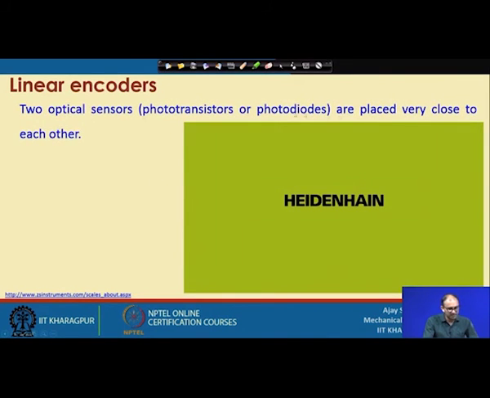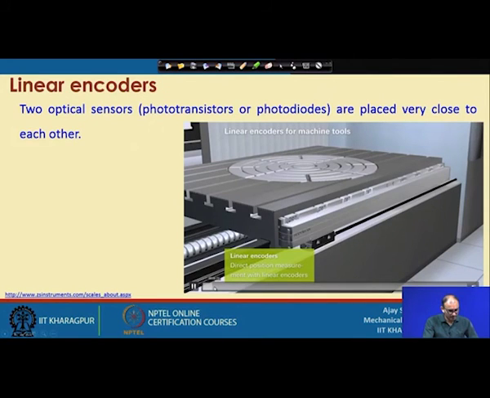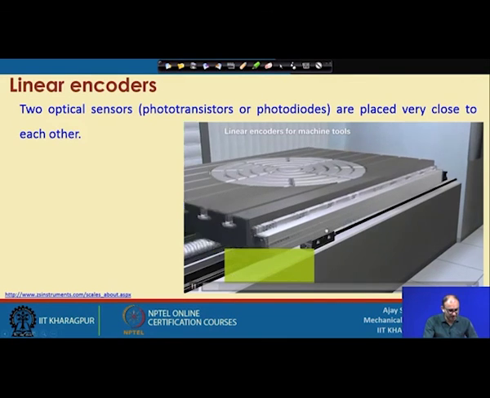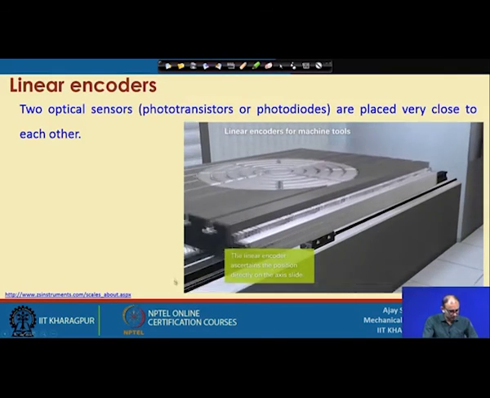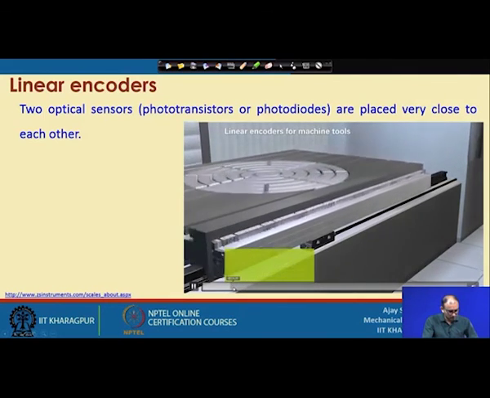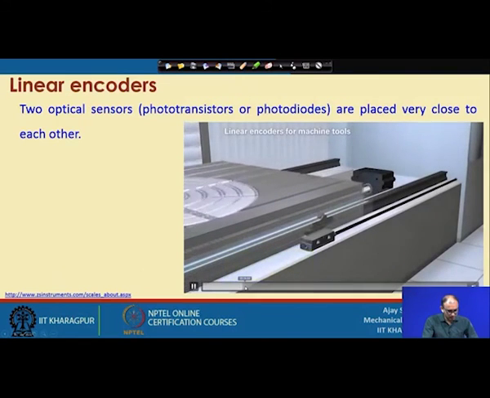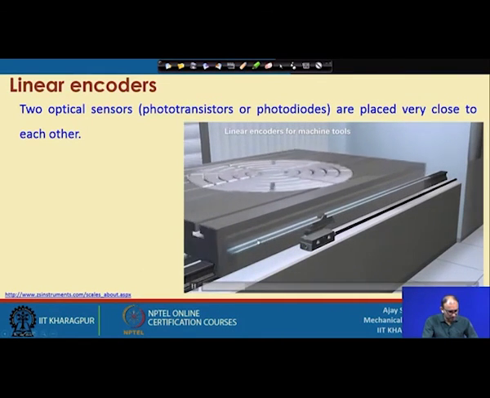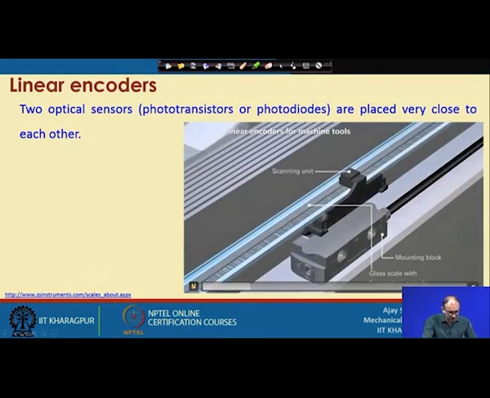So, two optical sensors are placed very close to each other. Let us see this also. Yeah, so, this is called the encoder. The encoder is located here, so you can actually get the direct position of this particular part. This is the mark that we have seen there also. So, there are two ways of doing that. Let me see if it is visible.